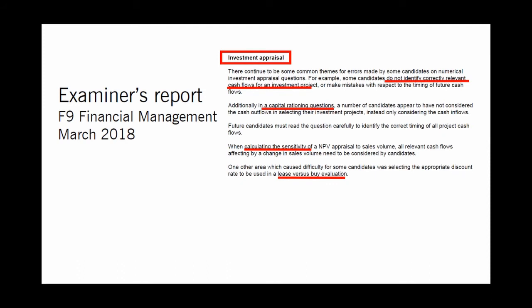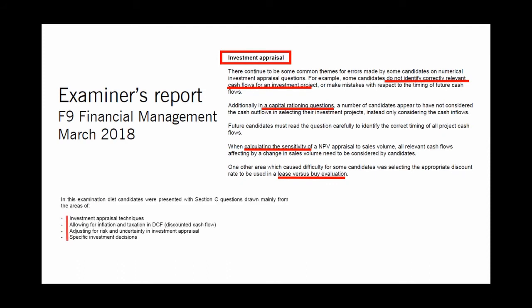And how about Section C? We found that 4 areas are tested. They are investment appraisal techniques, allowing for inflation and taxation in discounted cash flow, adjusting for risk and uncertainty in investment appraisal, and specific investment decisions, for example, capital rationing, asset replacement, and lease versus buy.